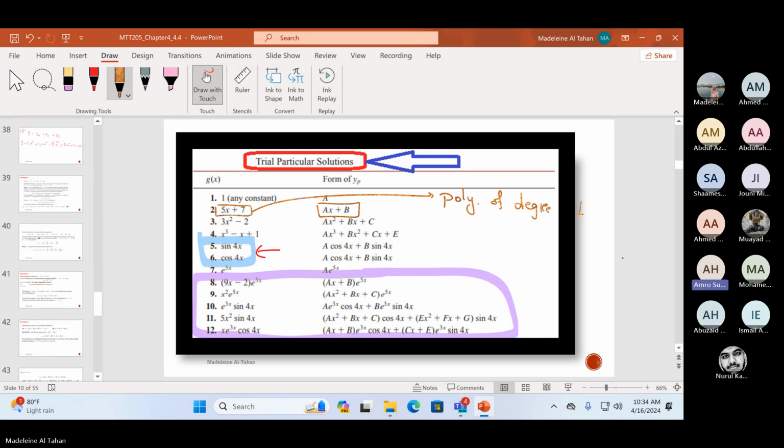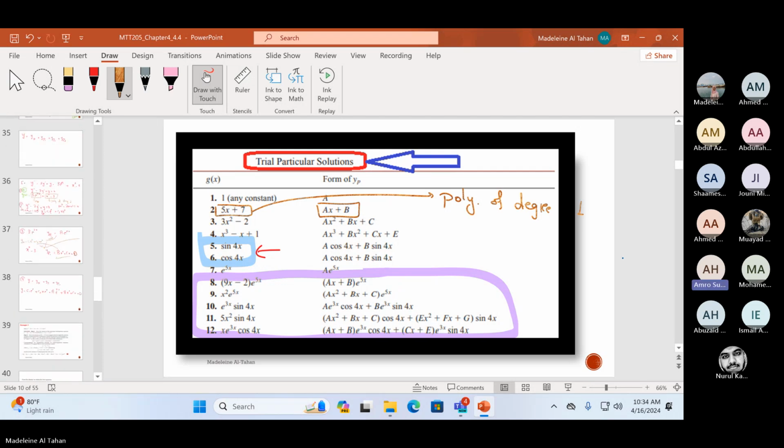Doctor, exam-wise, will this table be provided or do we have to memorize it? Of course not. You need to use your logic. Like I have exponential, it will be exponential. It will be the same form. If it's not the same form, of course, I will provide it. But if it's the same form, why should I provide it? Okay.